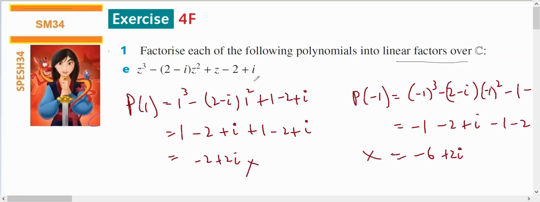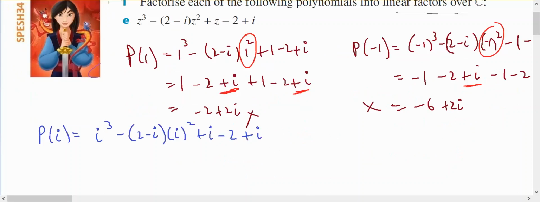That's not surprising because when I put a 1 in there, it gets squared, and a negative 1 in there, it gets squared. So I'm not going to change that from a positive i, therefore I can't get there. So I'm going to try P of i.